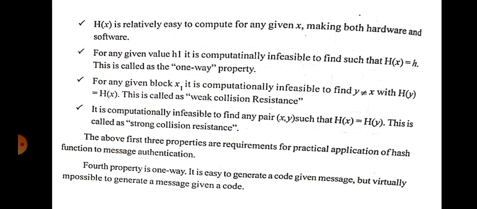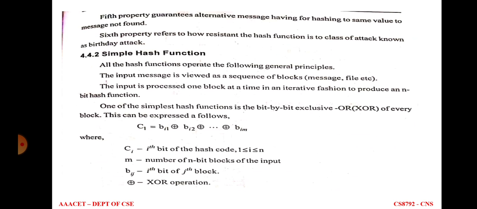Fourth one is, if they give the value of h, you can't find the value of x from h of x equal to h. It is infeasible to find. This is the one-way property. And the fifth one is weak collision resistance. For a pair where y is not equal to x, finding the value where h of y is equal to h of x is also infeasible. That is weak collision resistance. The final one is, for any pair where h of x is equal to h of y, finding the pair x comma y is very difficult because there are multiple values for x and y. How can we find the values of x and y? It is infeasible to find. This property is known as strong collision resistance.